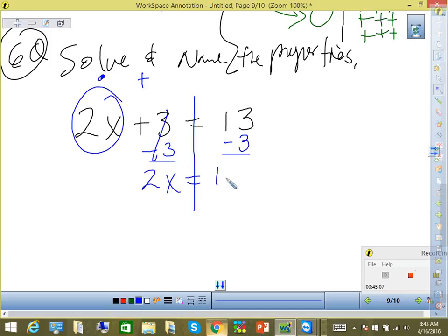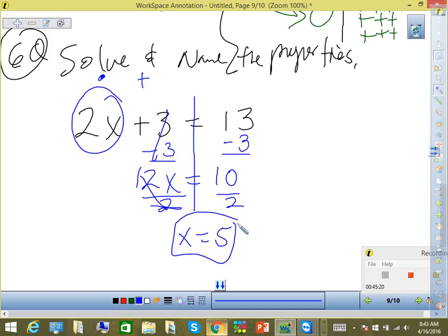2x equals 10. This is multiplication. The inverse is division. Divide by 2. Divide by 2. x equals 5. Hands if you got that? Okay, are we done? Yes.